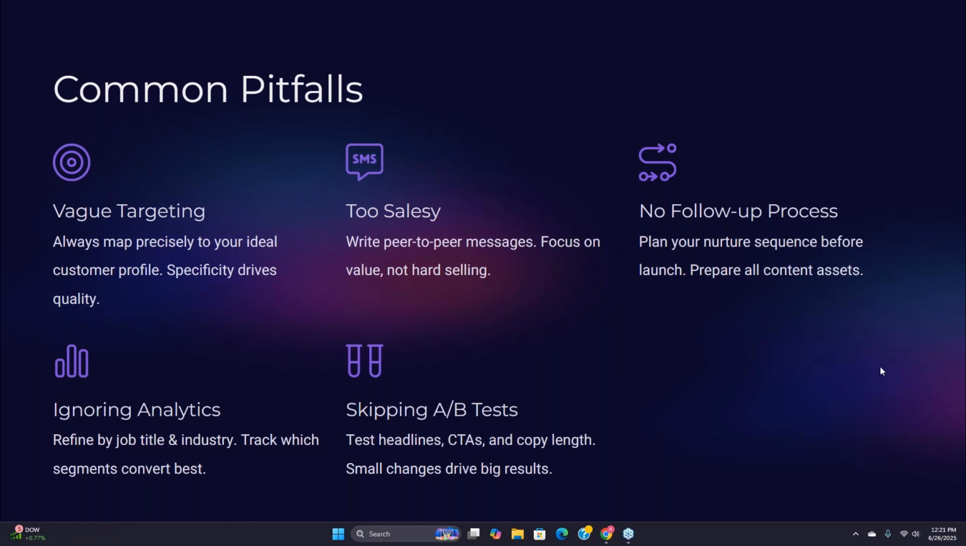And skipping A/B tests. This is something else I see a lot. Companies will launch with just one campaign and one ad, and they say, well, this doesn't work, or maybe it's working okay, but it could work better. They don't know because they only have the one campaign going. So I suggest always at least split test two creatives, two ad copies, headlines, the CTAs, the copy length. Small changes do drive big results.